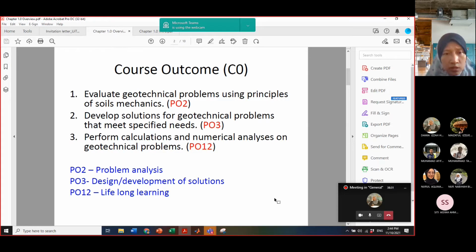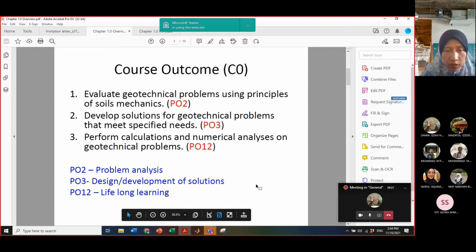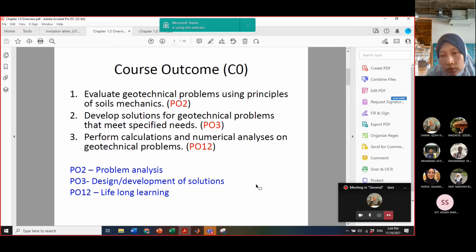Okay, for your information, when you look at PO3, design development of solutions, it means that it's not about analyzing sahaja tau, you're going to design. Meaning you need to specify or identify the size of the footing, for example. And then you need to know the retaining wall height, berapa ketinggian tembok penahan. Other than that, you need to know what's the best slope angle so that the slope is stable.